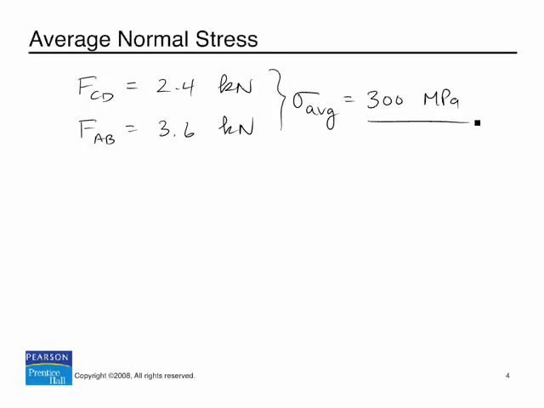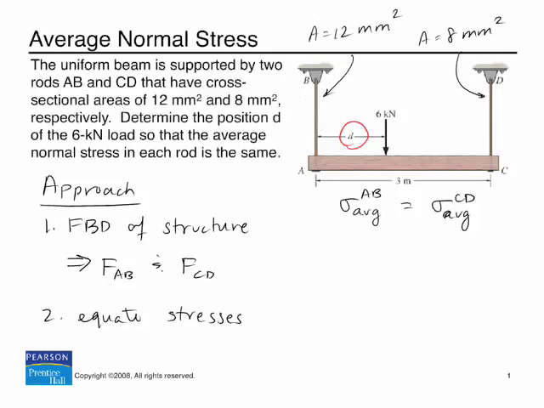So let's review for a moment. We had a problem in which we had kind of an inverse question, which was, where does this 6 kilonewton force have to be located such that the average stress in the two rods is going to be the same? And the difficulty here, the challenge, was that the two rods had different cross-sectional areas, so we couldn't just go straight away and assume that the forces were going to be somehow distributed equally in the two rods.